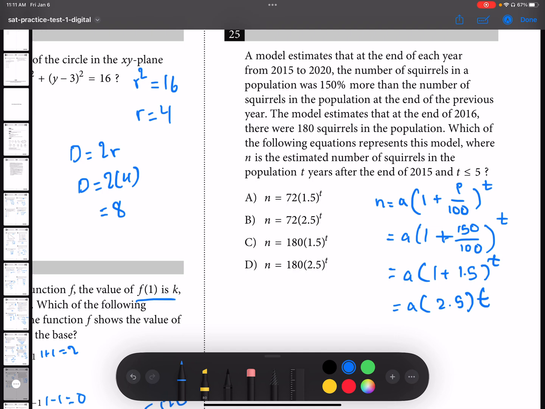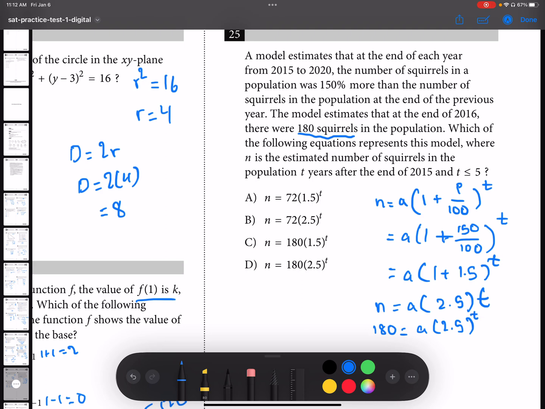And now, to find out what the a value is, it says that the number of squirrels at the end of 2016 was 180 squirrels. So if n is equal to 180, then 180 is equal to a times 2.5 to the power of t. To find out a, oh yeah, no, this isn't times t, this is the exponent t, not times. I got confused there.